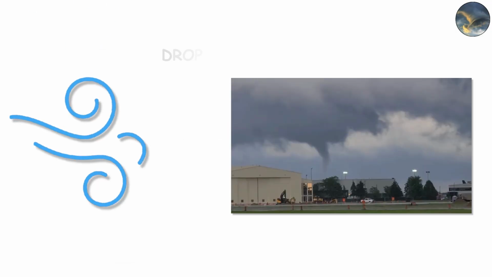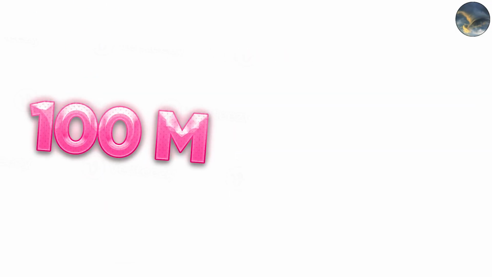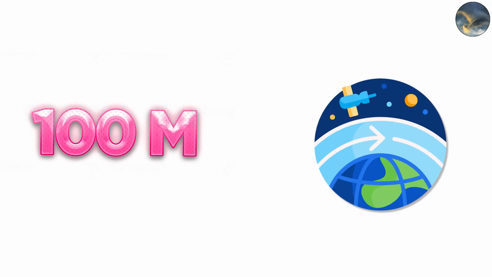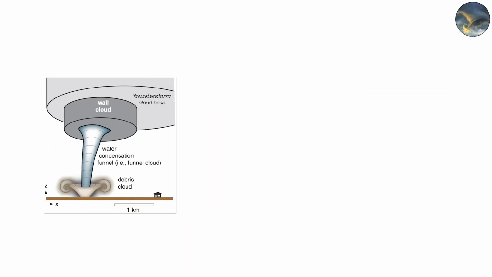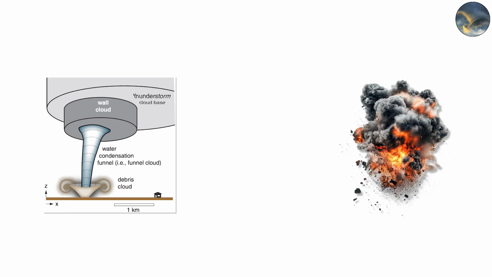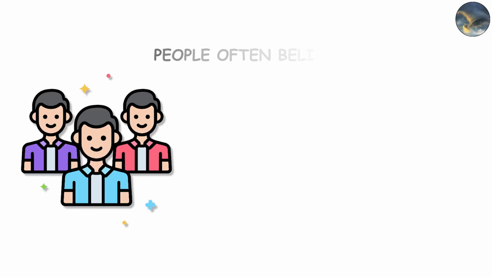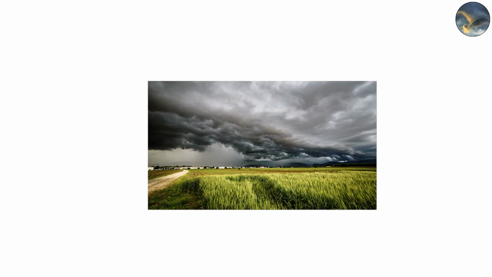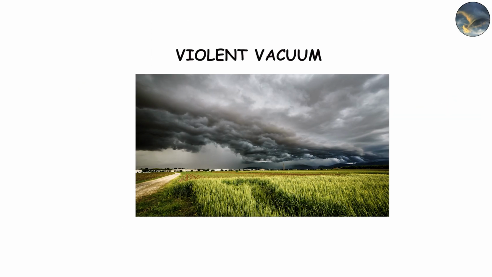At these speeds, the air pressure inside the funnel drops drastically, sometimes as much as 100 millibars lower than the surrounding atmosphere. This sudden drop in pressure can make objects literally explode outward as the higher pressure inside them forces air to escape. It's also why windows sometimes burst outward during tornadoes, not inward, as people often believe. The rapid pressure change is like a violent vacuum ripping through everything in its path.